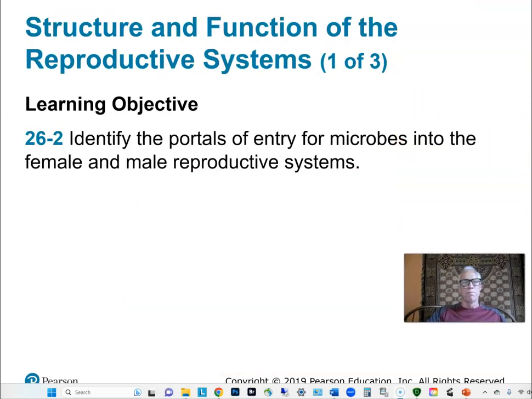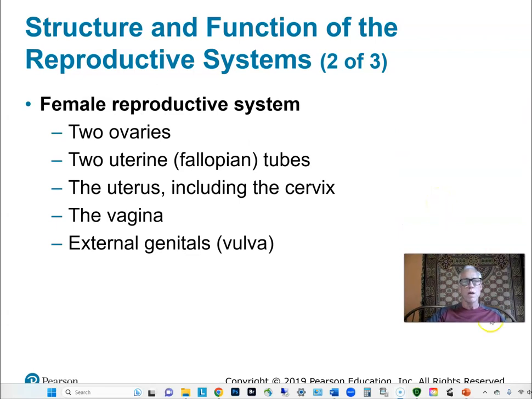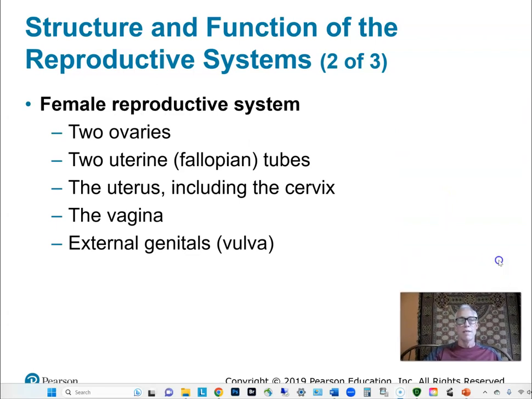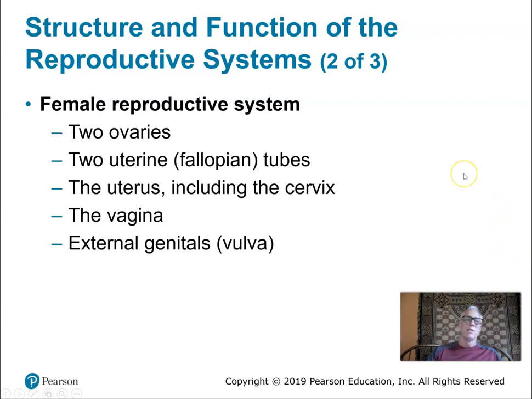The female reproductive system, there are two ovaries, as I'm sure you know, two uterine or fallopian tubes that connect the uterus to the ovaries. They collect the eggs, and then they travel through the fallopian tubes to the uterus. The cervix is part of the uterus that connects it to the vagina, and the vagina connects to the outside. The vulva includes the external genitals, the labia major and minor.